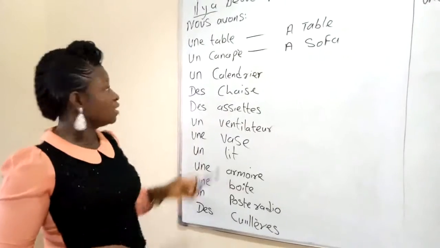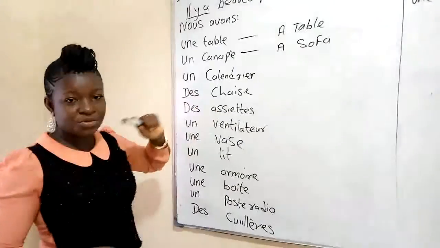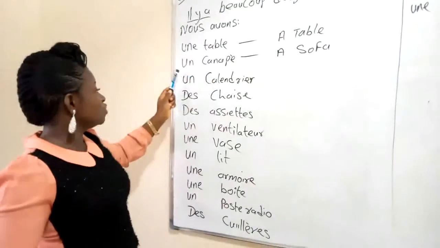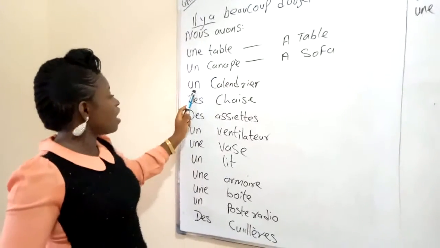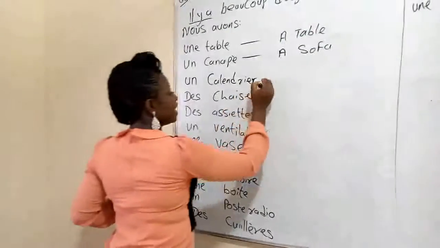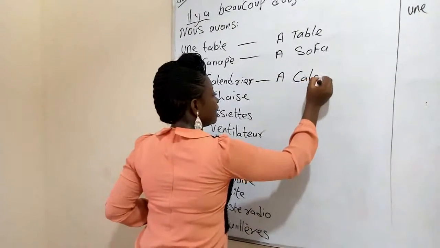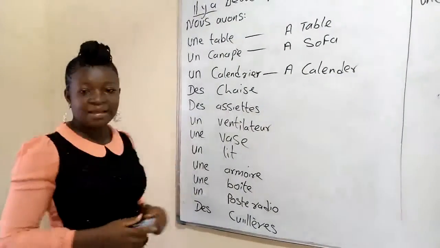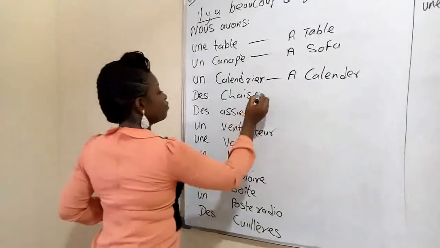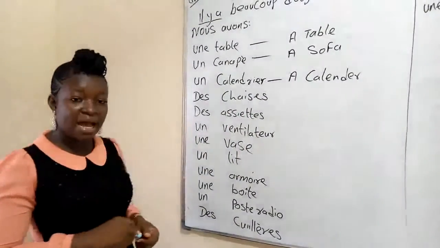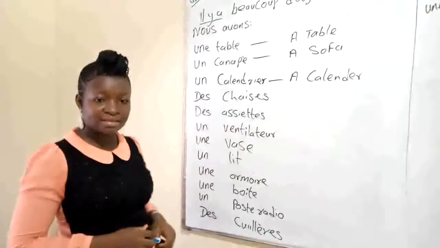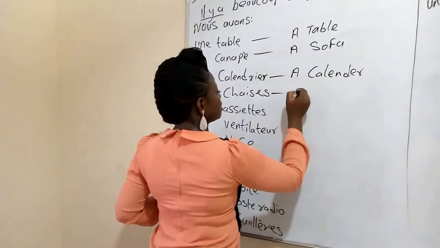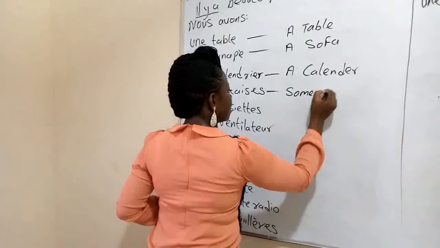You say it after me. Nous avons un calendrier. So we've now mentioned 3 objects. Nous avons une table. Nous avons un canapé. Nous avons un calendrier. Now, calendrier means a calendar. Okay. Like I said, "des" is for plural. That means we have more than 1 chair here in the house. So we have "des chaises." The chairs here means some chairs. Let's say some chairs.